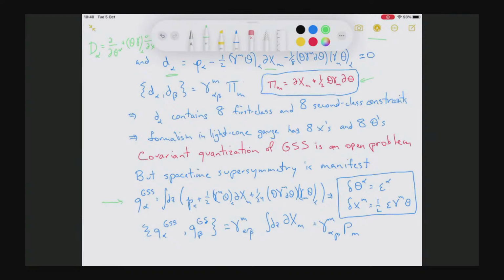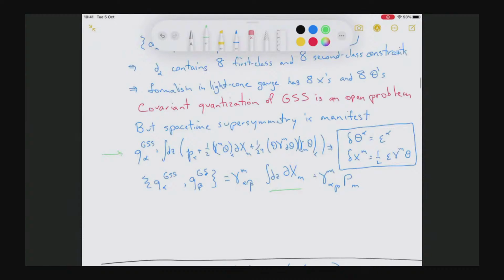Okay, now as I mentioned, you can also, of course, compute the anti-commutator of Q alpha with Q beta. That's also not zero. Of course, it's not supposed to be zero. It's supposed to generate the supersymmetry algebra. And in this case, Q alpha with Q beta generates the translation generator.